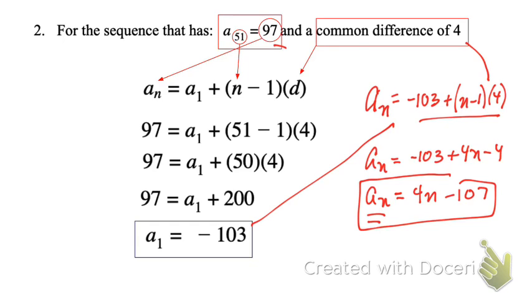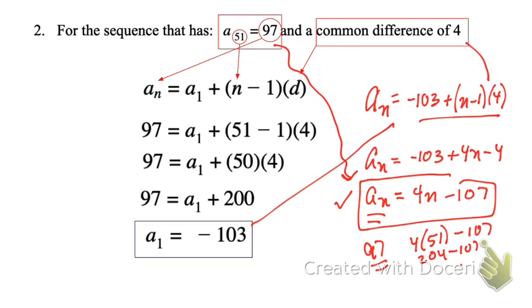And one way that you can check yourself is, we know that by the time we get to the 51st number, we should get 107. So if you plug that in, 4 times 51 is 204 minus 107. That does equal 97. So we can use that information we were given to kind of check ourselves. But this is what we're after. We're after the nth term rule. So now if I say, what's the 101st number in line? Well, you just plug 101 in here and you tell me. Okay?